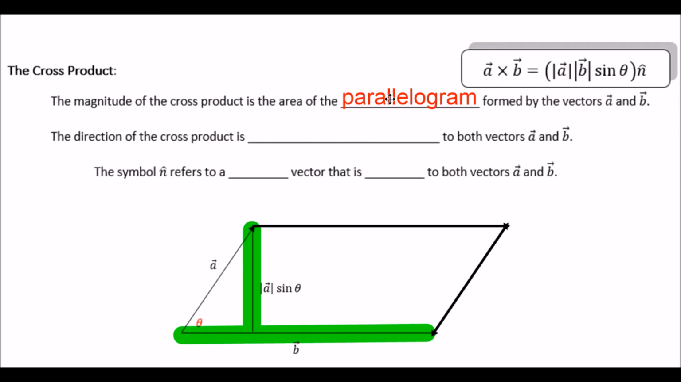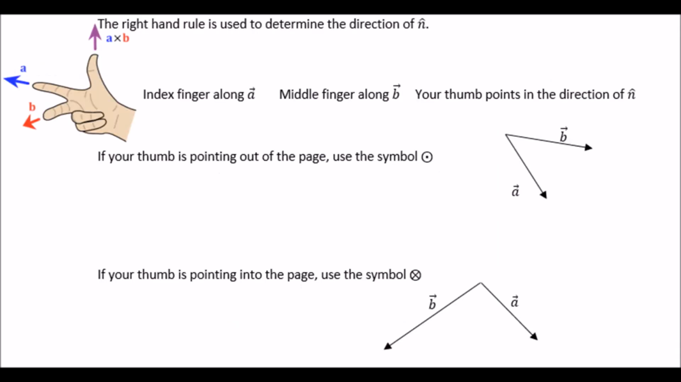The direction of the cross product is orthogonal to both vectors A and B. What does that mean? That means I have a vector that comes out of here that is orthogonal to both A and B, so it must be coming either out of the page, which I can't show you, or into the page. The symbol n refers to the normal, which is orthogonal to both A and B. It's an n hat, looking like that. So how do we find out which way the normal goes?